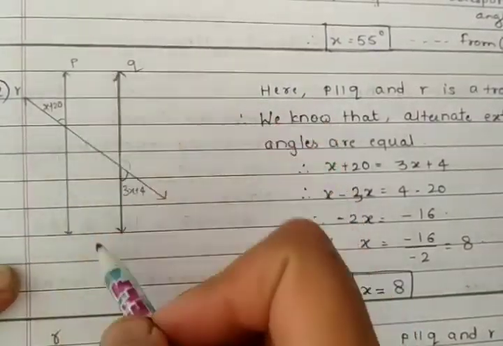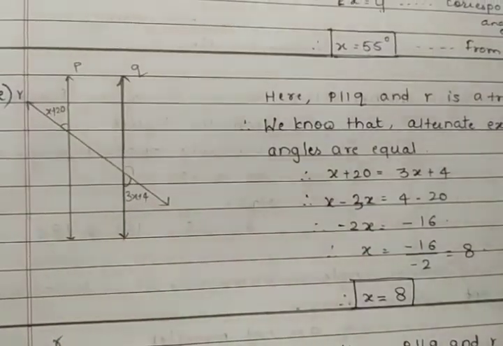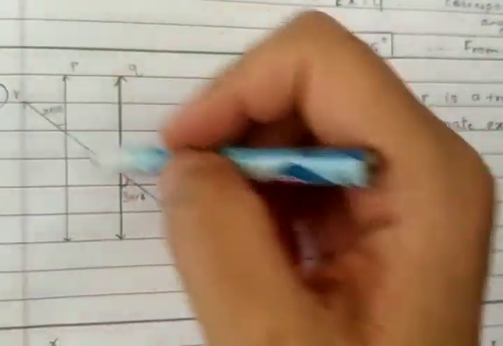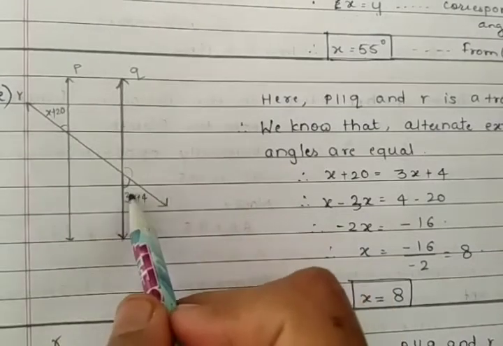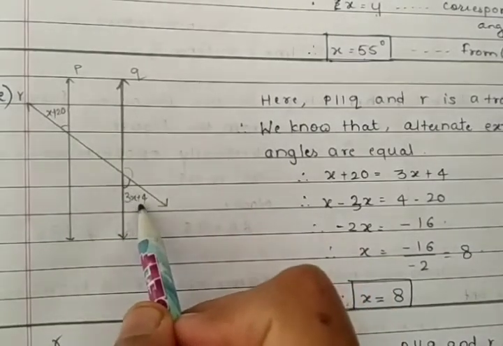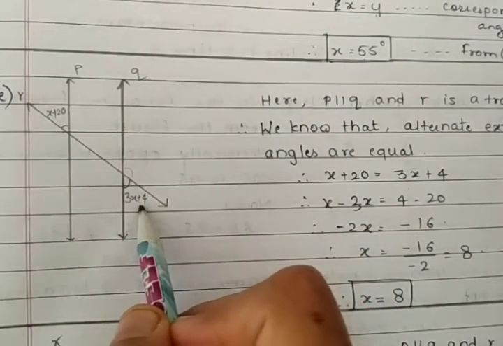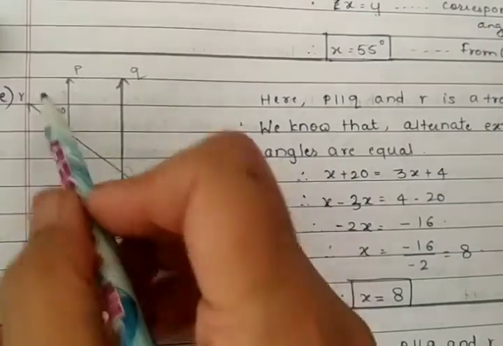Now let's see the next one. Here P and Q are parallel, and the third line R is a transversal. Here this angle is x plus 20 and this angle is 3x plus 4. So first observe what kind of angles these are.